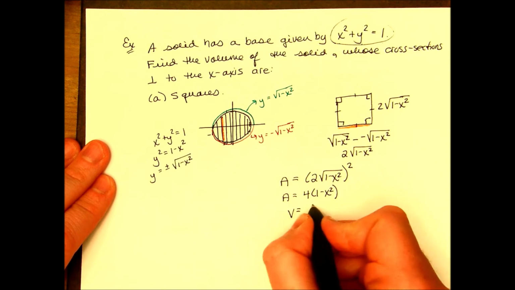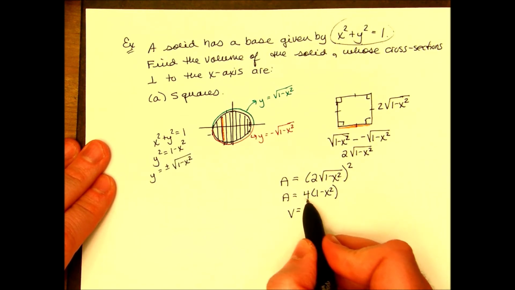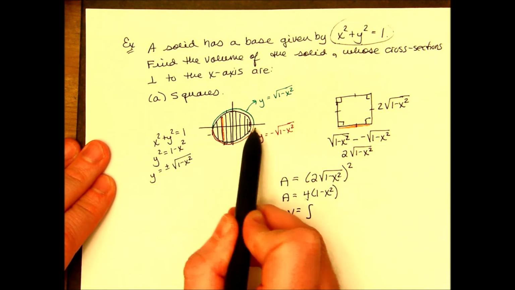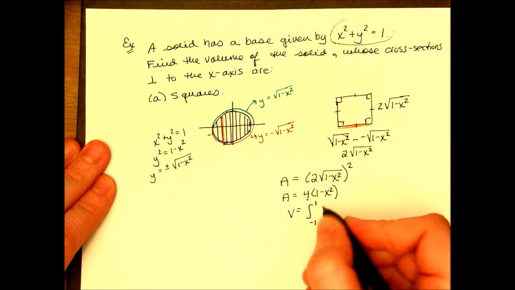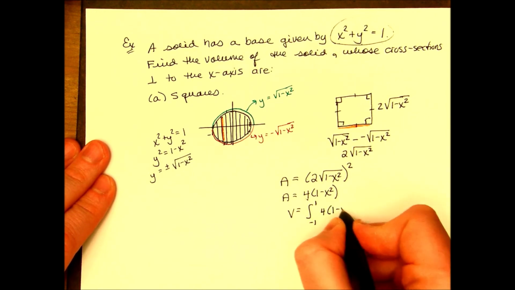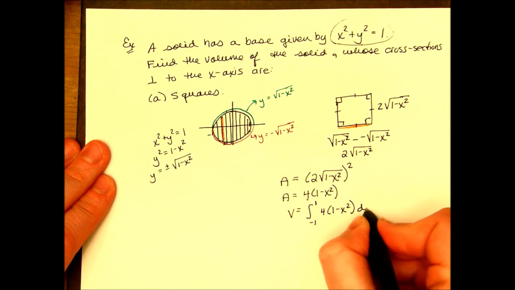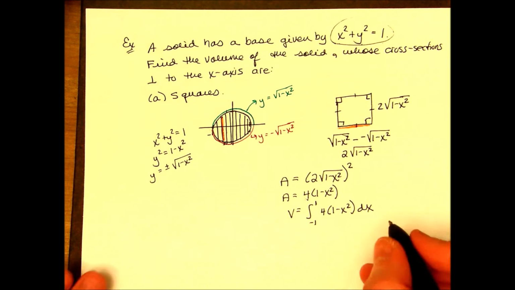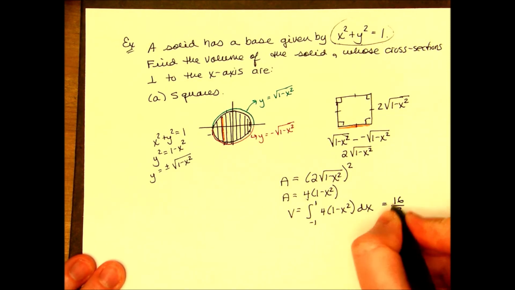For my volume, I'm going to integrate that area, dx, over the x values in my region. My region goes from an x value of negative 1 to an x value of positive 1. So I'm going to integrate from negative 1 to positive 1, 4 times 1 minus x squared dx. Go to the calculator and integrate this thing, do your FN int stuff, and I think you should be able to get 16 thirds out of that.